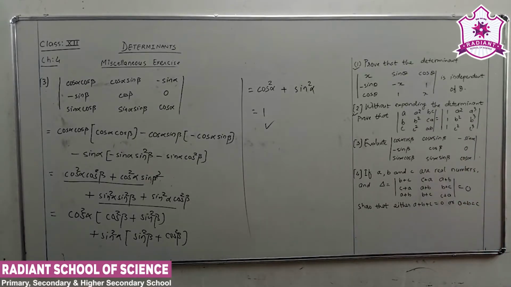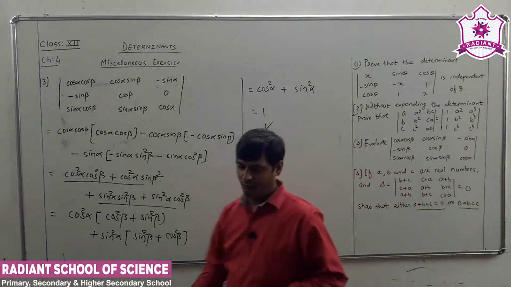So let's start question number 4. Here a, b, c are the real numbers and D is our determinant. Delta is given equal to 0. Then you have to find out that a plus b plus c is 0, and a is equal to b is equal to c. Clear? So first see the sum of question number 4.